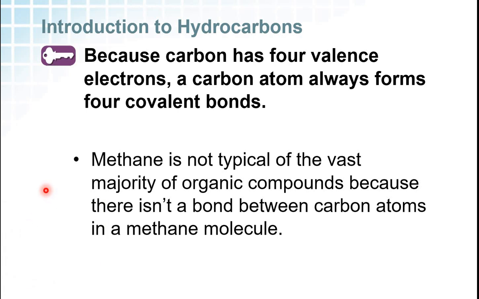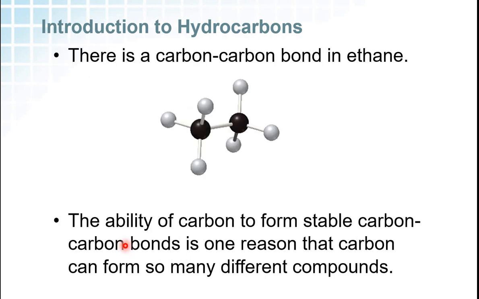So the answer to why carbon forms 4 single covalent bonds is because it has 4 valence electrons, so it forms 4 covalent bonds. Methane is not typical of the vast majority of organic compounds because there isn't a bond between carbon atoms in methane. There is only 1 carbon atom, so it has only 1 bond from each carbon atom.